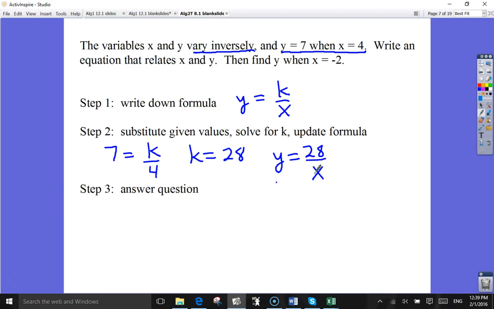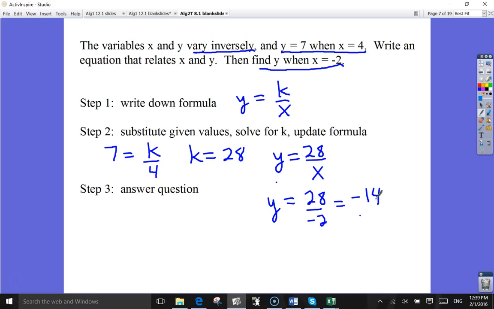Okay, last step. Answer the question. Find y when x equals -2. Y equals 28 divided by -2, which is -14.